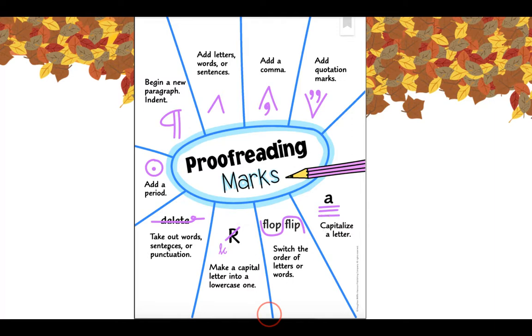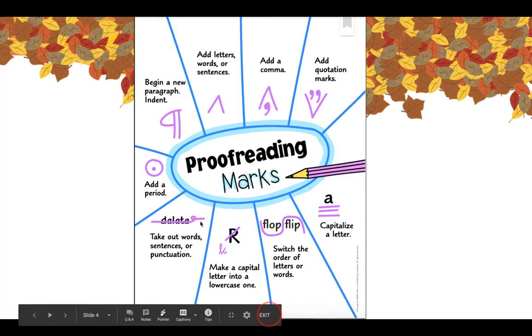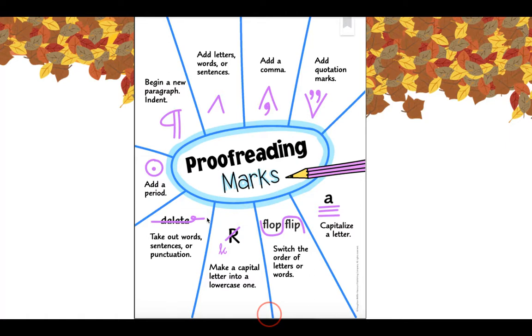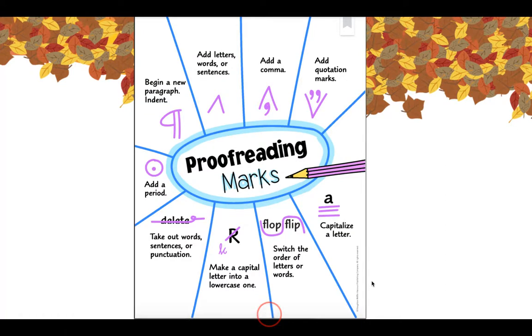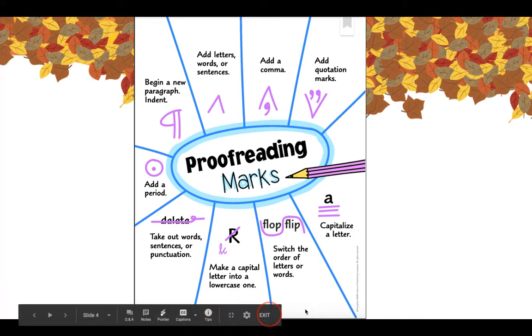If you need to delete or take out any sentences or punctuation, you would use this proofreading mark to help you remember to take those out. If you need to add a period, you would use this proofreading mark with a circle and a period inside of it. If you need to add words or sentences that you have forgotten, use this upside down V to add the words or sentences, and then you would write what you needed to add below it. So that whenever you're making your final copy for publishing, you'll be able to add those things or subtract those things to where your letter makes more sense.